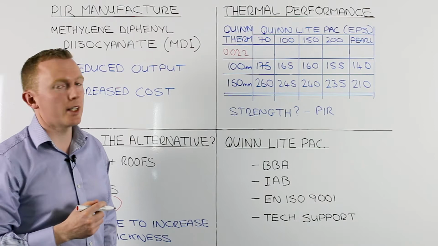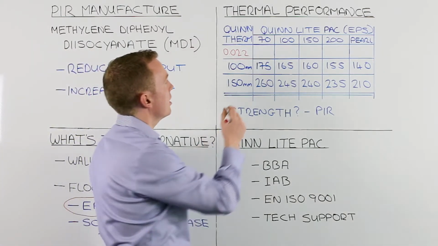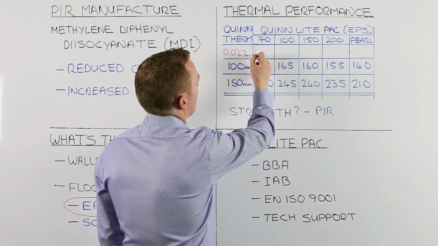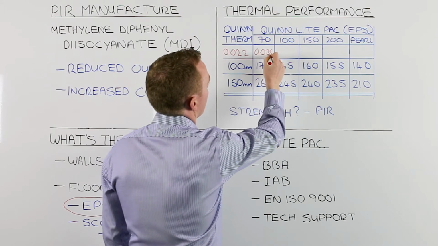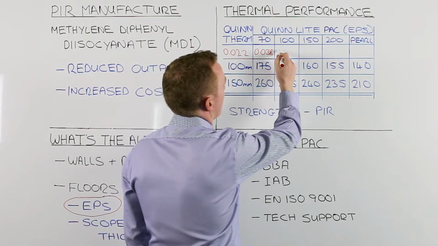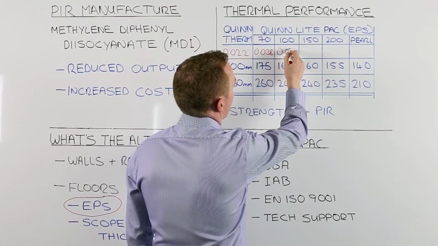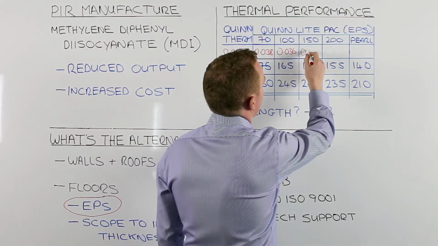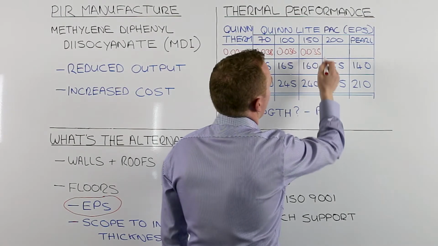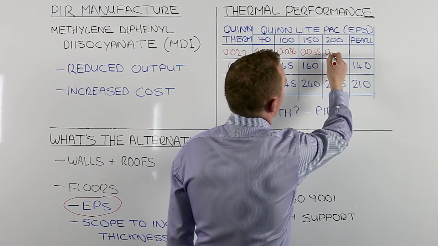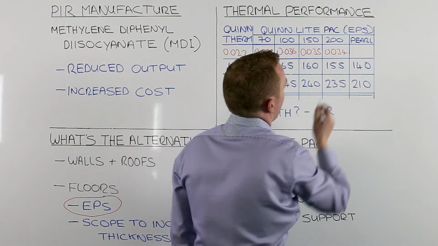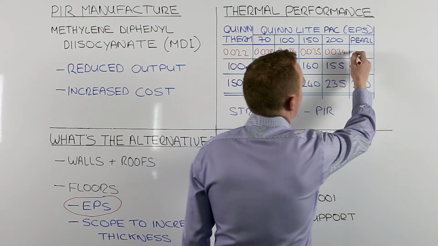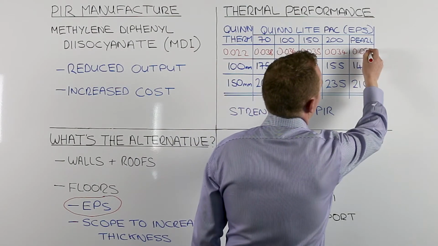If we look now at a range of expanded polystyrenes, our EPS 70 is 0.038, our EPS 100 is 0.036, our EPS 150 is 0.035, our EPS 200 is 0.034, and our EPS Pearl is 0.031.